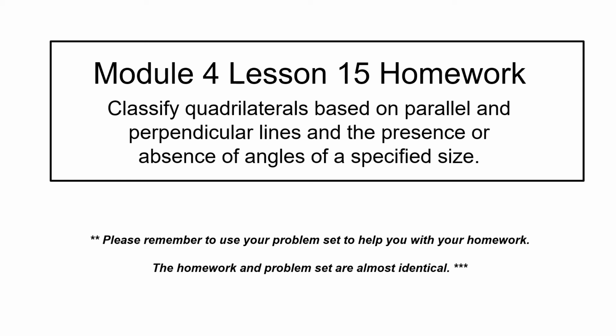One more to go. So now we're going to classify quadrilaterals, which are four-sided, two-dimensional shapes, based on parallel and perpendicular lines, which we've learned about previously in this unit, and the presence or absence of angles of a specific size. So we're basically talking about the classifications that make quadrilaterals and give them their different names.